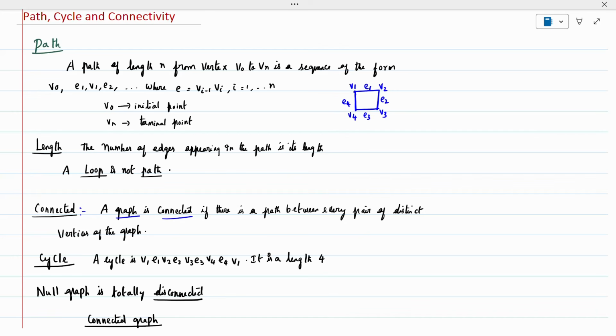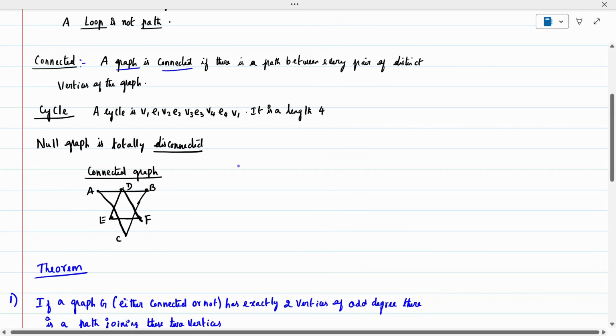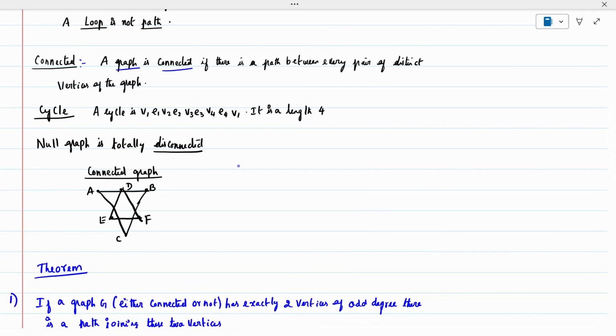Another special case is the null graph, which is totally disconnected. It will be disconnected, not connected. A connected graph means there will be a connection between the vertices. This is an example of a connected graph, like a star.